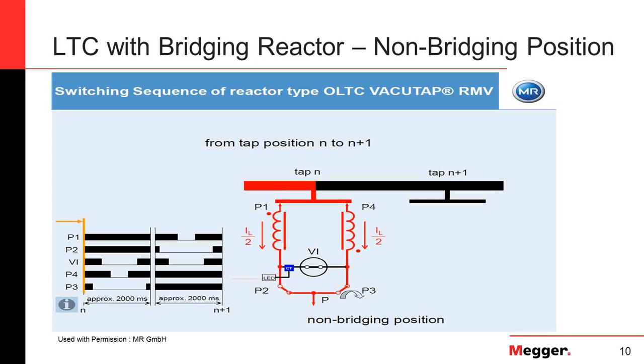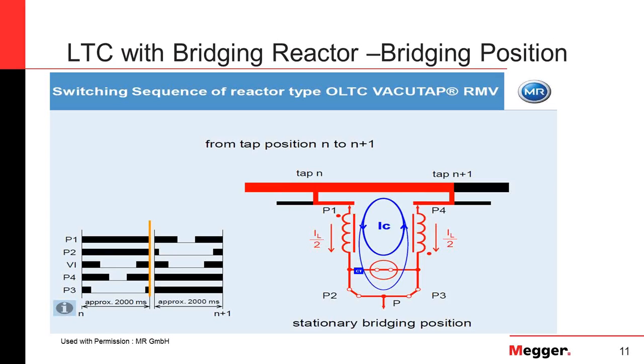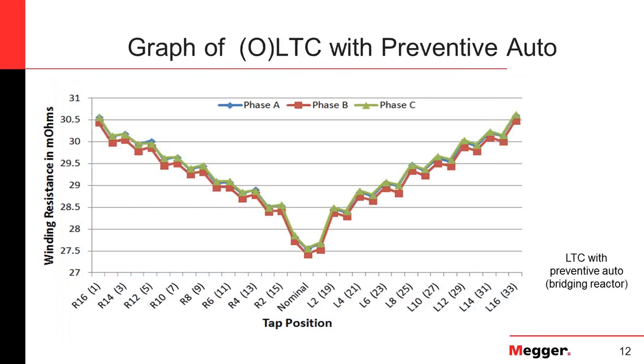But once we go into the bridging position from the non-bridging position, there's more energy involved. Each inductor in this case does divide the current, so we have a different situation. To see all of this, we can now go to what the graph would look like for that particular type of tap changer. Now in this case, what you'll notice is you do not get this nice smooth line that many of us are accustomed to.